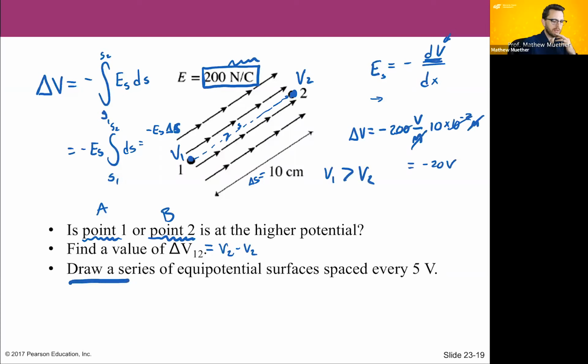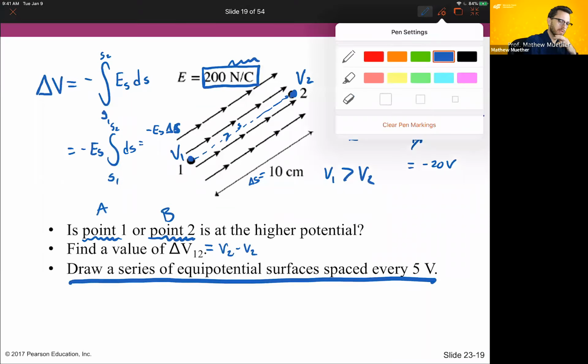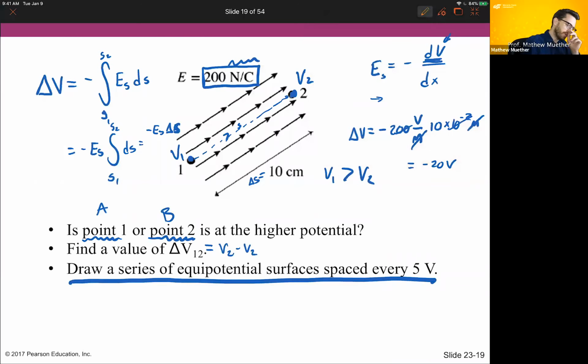What about this last one? Can we draw the equal potential surfaces? Well, we're free to choose this initial potential. So let's say that the potential at 1 is equal to 0. First of all, we know the electric field is perpendicular to the equal potential lines. So I know that equal potential line has to follow this path so that those electric fields are perpendicular to it.